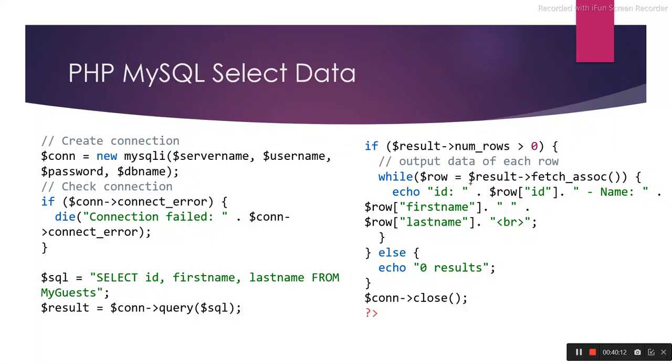While row equal to result dot fetch associate. What this function does is fetch the rows one by one from the result. Actually in the result you will have the whole table, so from the result it will fetch row by row and store in a variable called row. Now I am trying to print $row of id, where id is the column name, then $row of first name, $row of last name. So whatever column names are available, you can print them. Else echo 0 results, in case the number of rows is not greater than 0. Then you close the connection.